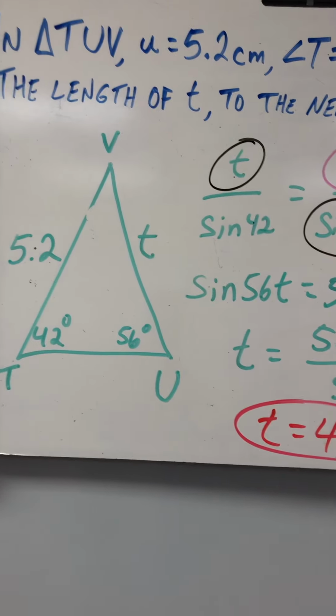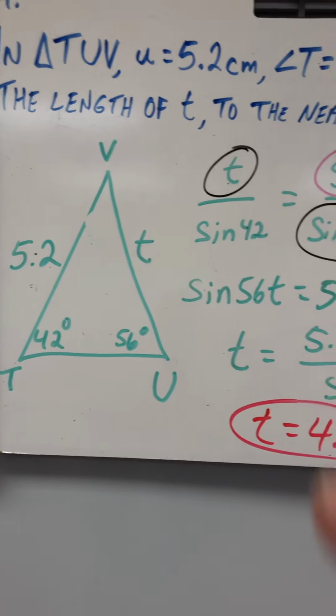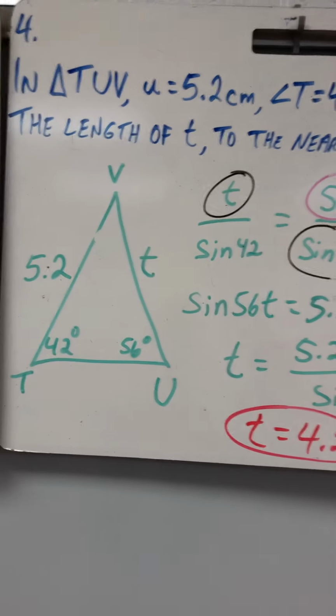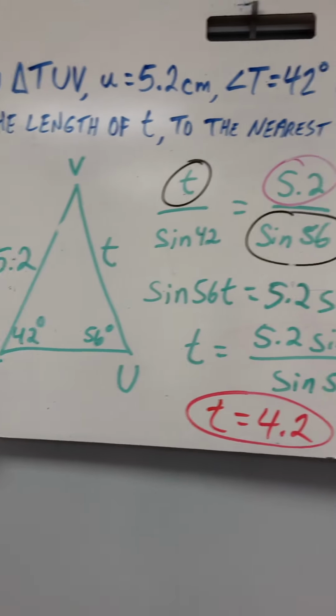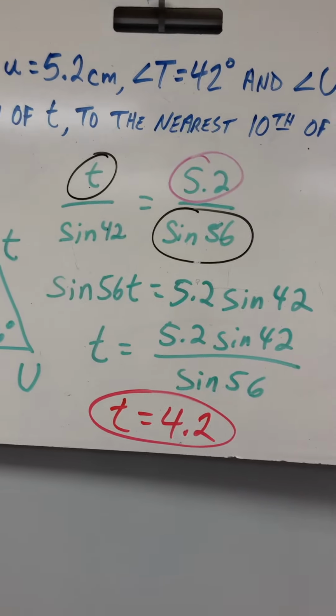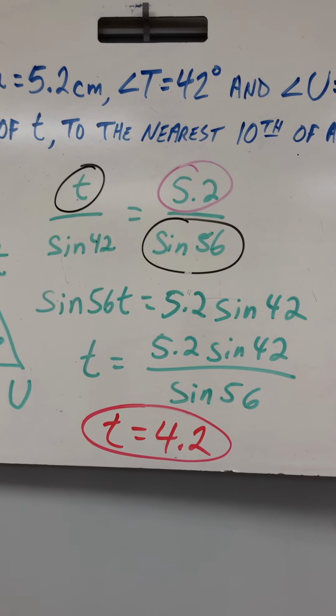Good. t over sine 42 equals 5.2 over sine 56. Cross multiply, I get t equals 4.2.